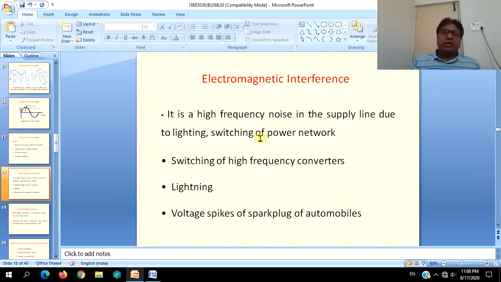Electromagnetic interference is a high-frequency noise in the supply line due to lightning or switching of the power network. Noise here is not in the form of sound. That is disturbance in the supply line. It is shown in the form of waveforms due to lightning or switching of the power network. Causes include switching of high-frequency power converters, lightning, and voltage spikes from spark plugs of automobiles.